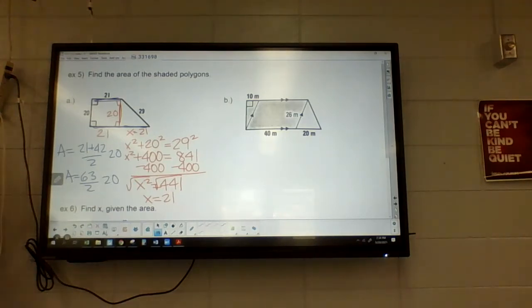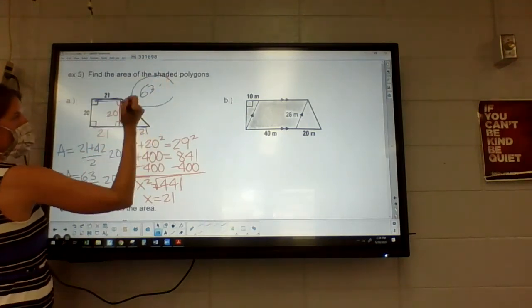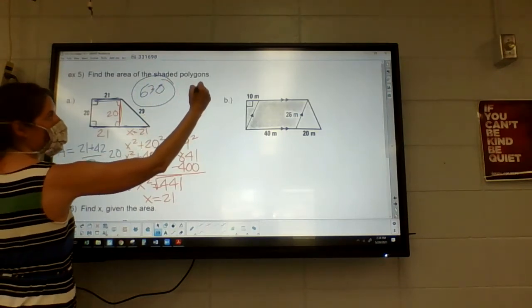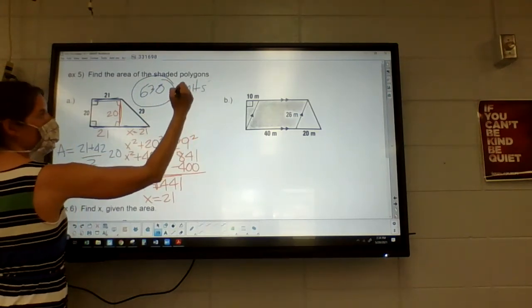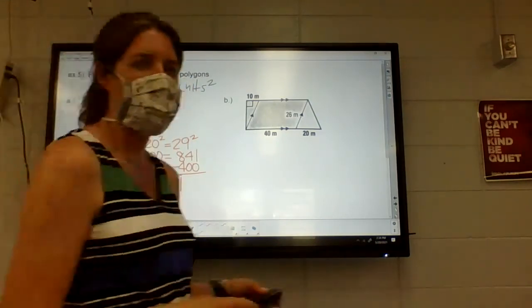And so we get 630 for this area. And they don't have units on this one, so you can just write 630. If you wanted to be really technical, you could say units squared. But it didn't ask.